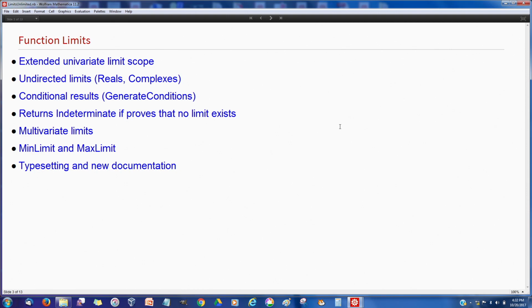Limit can now return conditional results. It will return indeterminate if it proves that no limit exists, so this is new. And we introduced multivariate limits. Now that's something that was not here at all, and min limit and max limit, otherwise known as limit inferior and limit superior. And there is a whole new documentation for limits, much more examples, and a new typesetting, which I'll show throughout the talk.